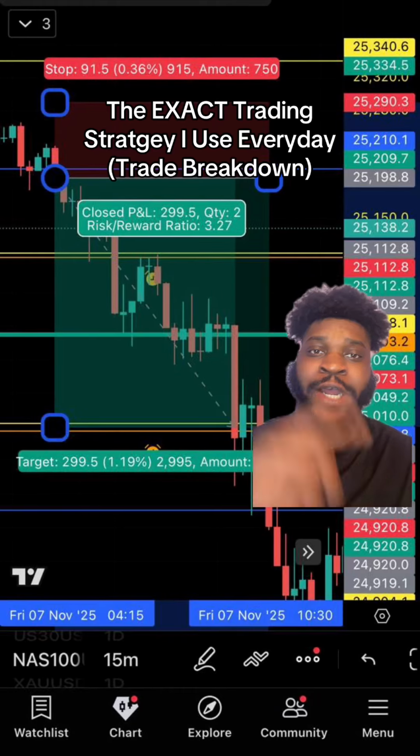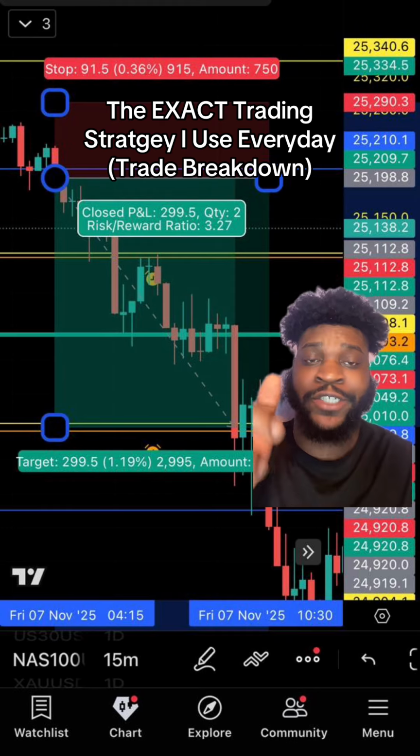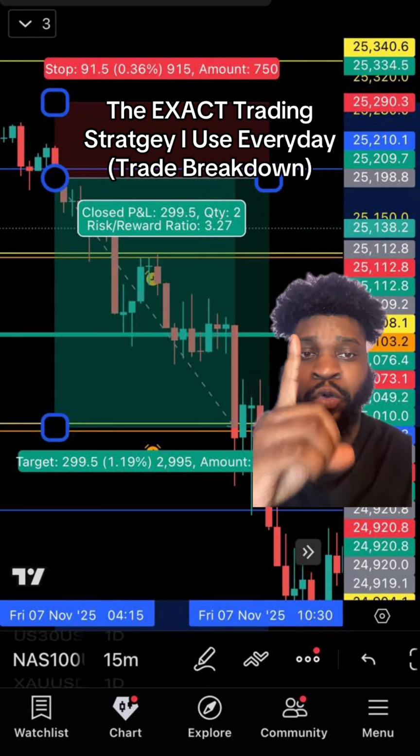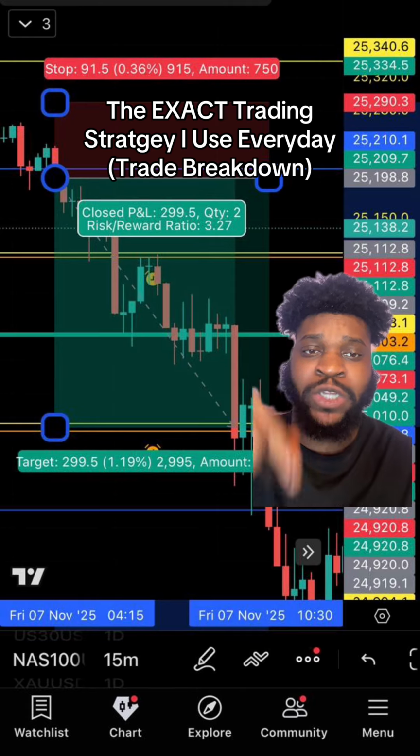Me and the members of students just caught this huge NAS 100 sell. I'm about to show you the exact trading strategy I used to catch this setup. This strategy I use every single day, and this gave me a 90% win rate quarter one, a 90% win rate quarter two, 89% win rate quarter three, and it gave us a 100% win rate last week.